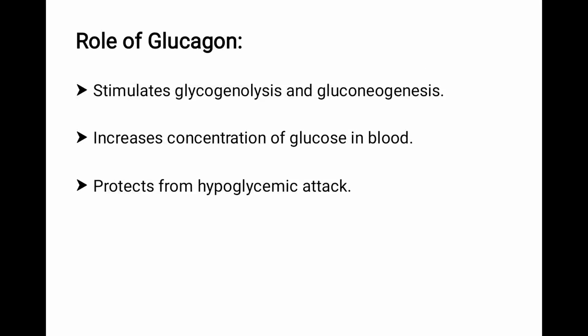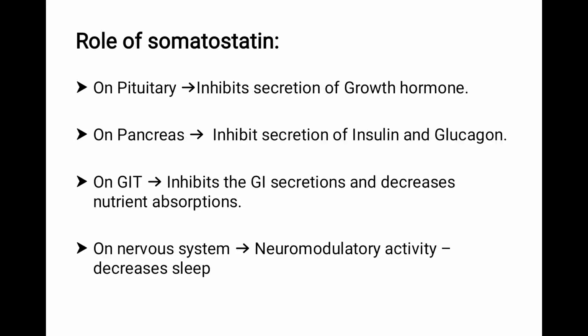Glucagon increases the concentration of glucose in the blood, and it protects against a hypoglycemic attack. When you're fasting, the sugar level decreases in the blood, which results in a hypoglycemic condition. When this happens, glucagon converts glycogen to glucose and increases the serum glucose level. Or it may go for gluconeogenesis, where cholesterol or fat gets broken down into glucose, which in turn increases the concentration of glucose in the blood. The process is called gluconeogenesis.